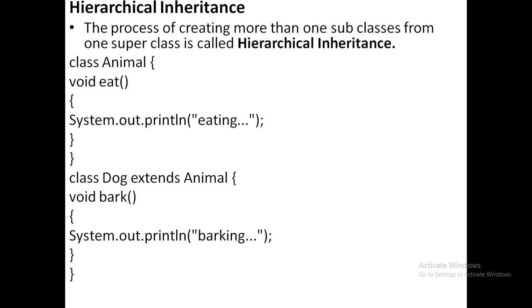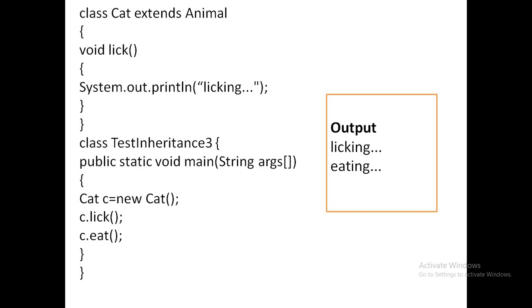Hierarchical inheritance. The process of creating more than one subclass from a single superclass is called hierarchical inheritance. Here there is one superclass or base class from which more than one subclass is derived. Animal is a superclass which has a method eat, and following that we have a subclass Dog for this Animal superclass which has a method bark, and there is another subclass for the same base class Animal, that is Cat, which has a method lick.